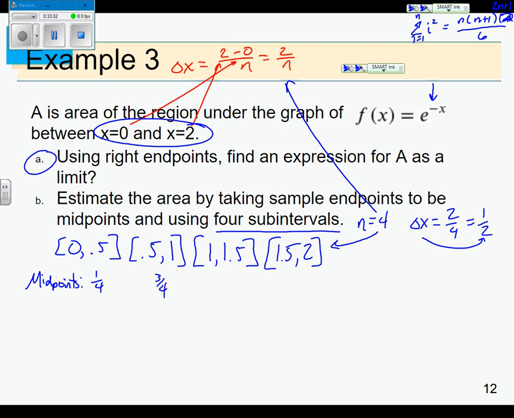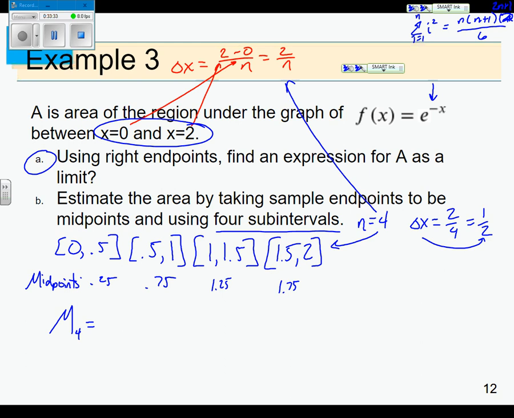Halfway between 1/2, I said I was going to use decimals here, I am rolling with fractions again. 1/4, 0.25. Halfway between 1/2 and 1 is 0.75. Then 1.25, and let's say 1.75. Those will be all of my midpoints. Whenever I use midpoints, I'm going to use an M instead of an L or an R, just so you know I used midpoints.